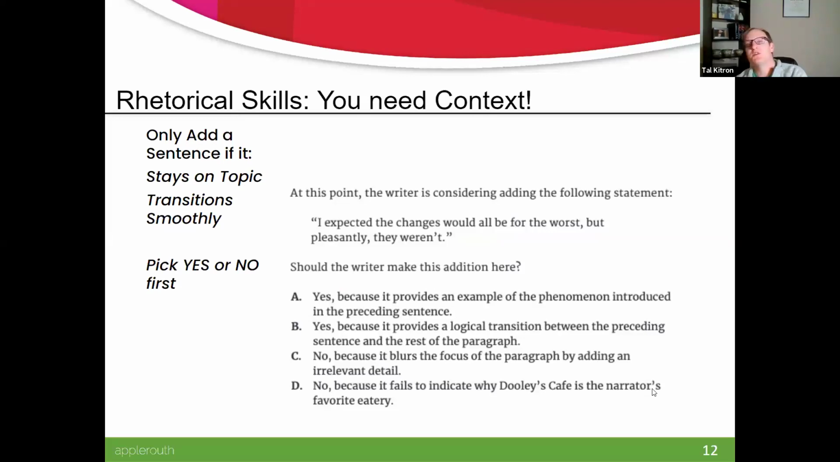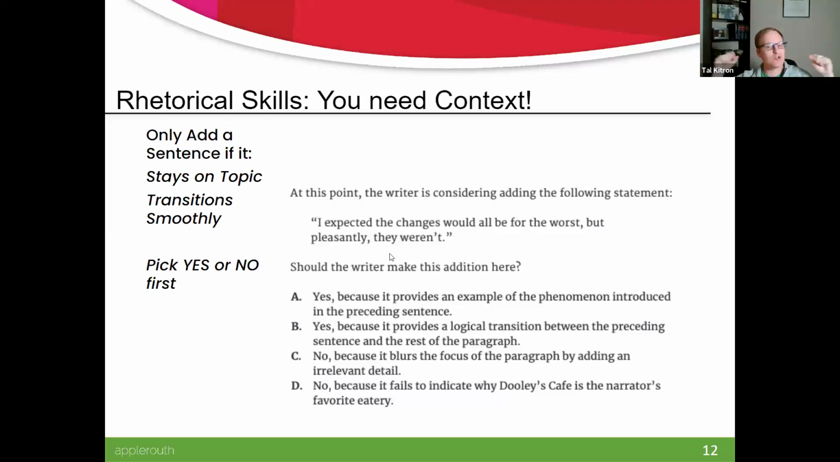And within grammar, there's also misplaced modifiers, pronouns. We saw verbs, possession. Then on the other end of the spectrum are these rhetoric questions, and they look totally different. As soon as you see there's not a no change answer, and you see this question actually has a question, at this point the writer's considering adding, should they do it? So at this point, your mindset shifts.